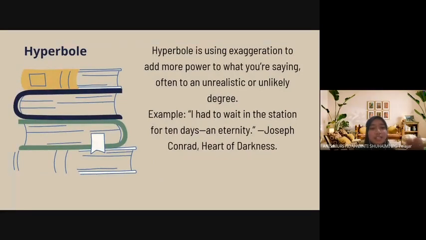Okay. The next is hyperbole. Hyperbole is using exaggeration to add more power to what you are saying, often to an unrealistic or unlikely degree. For example, "I had to wait in the station for 10 days and eternity," by Joseph Conrad, Heart of Darkness. Okay. Let's move on.